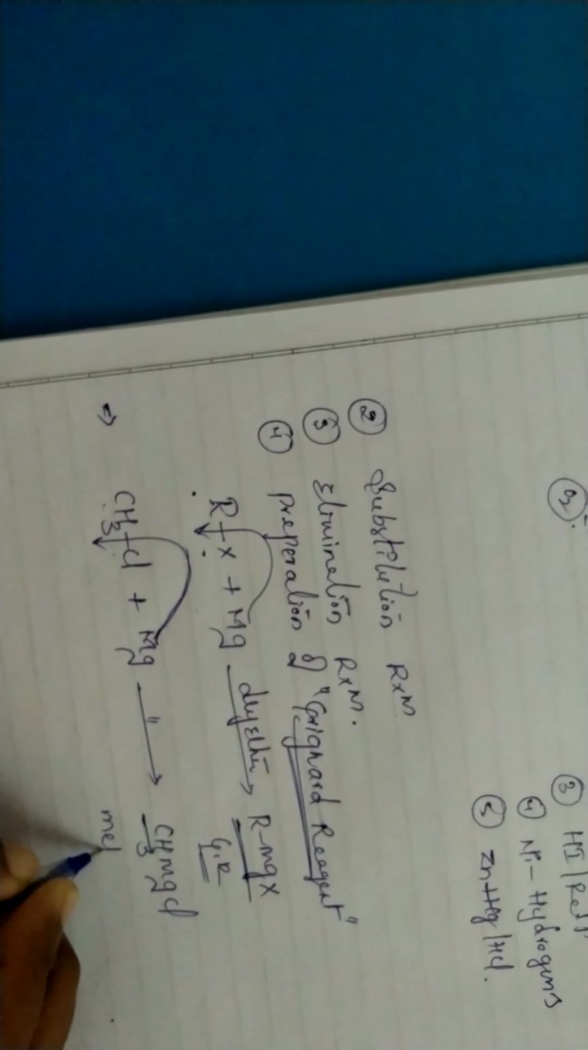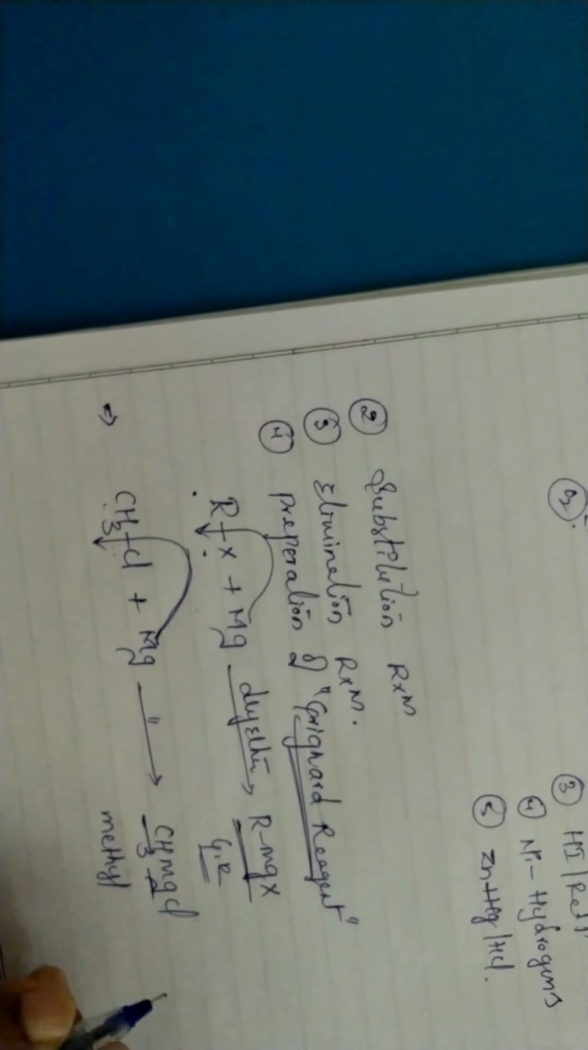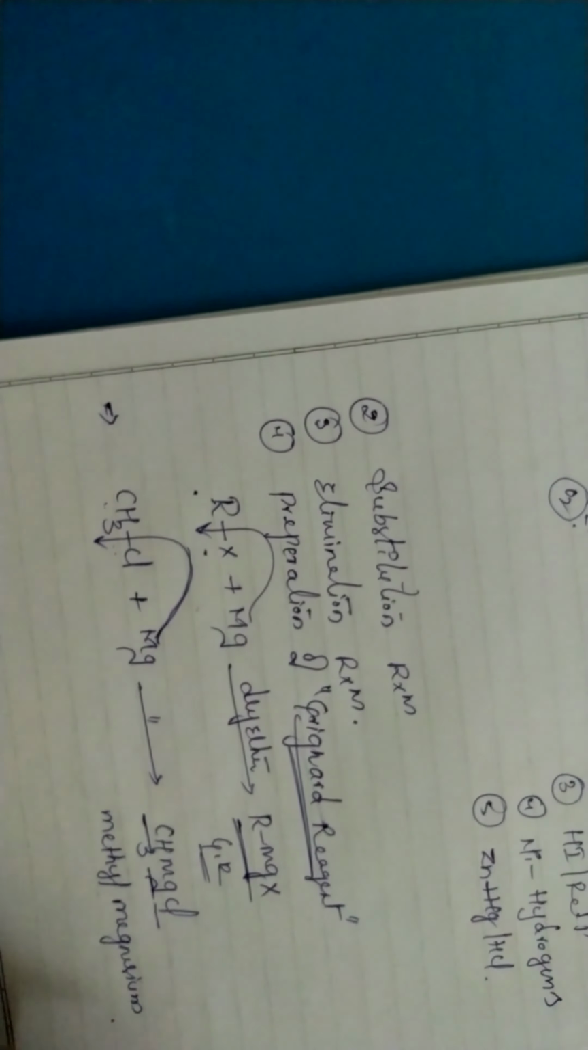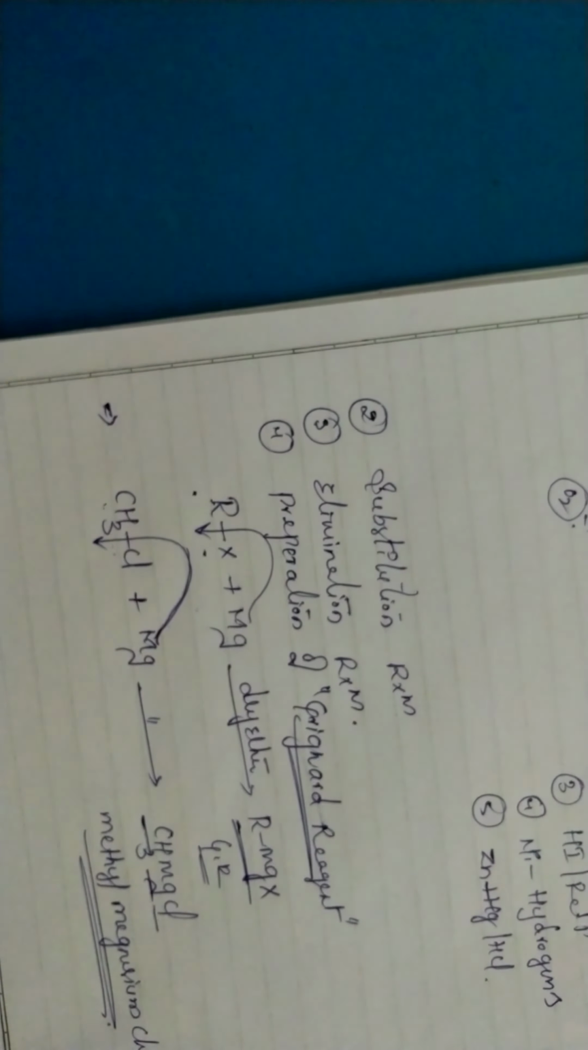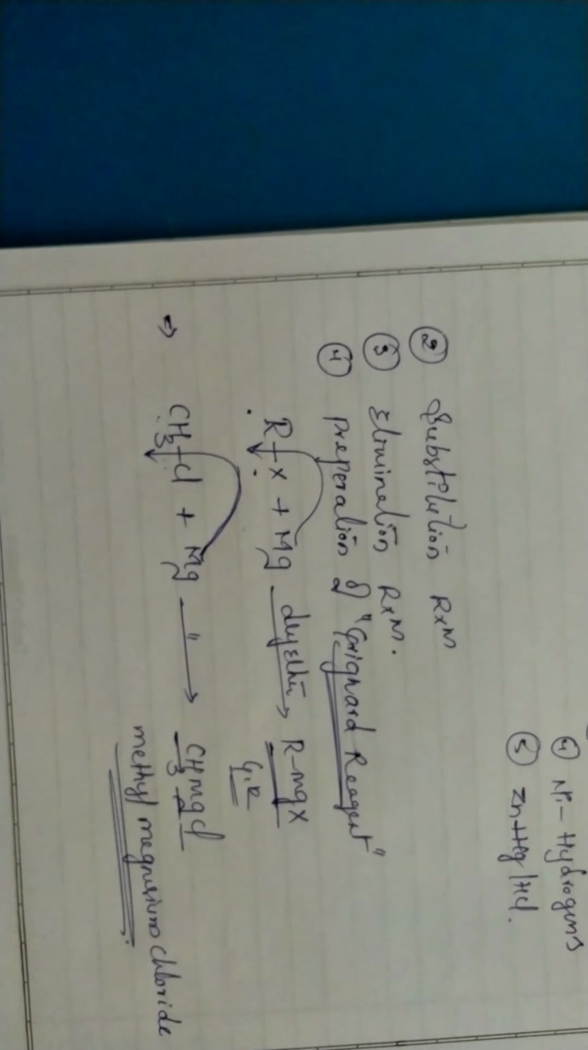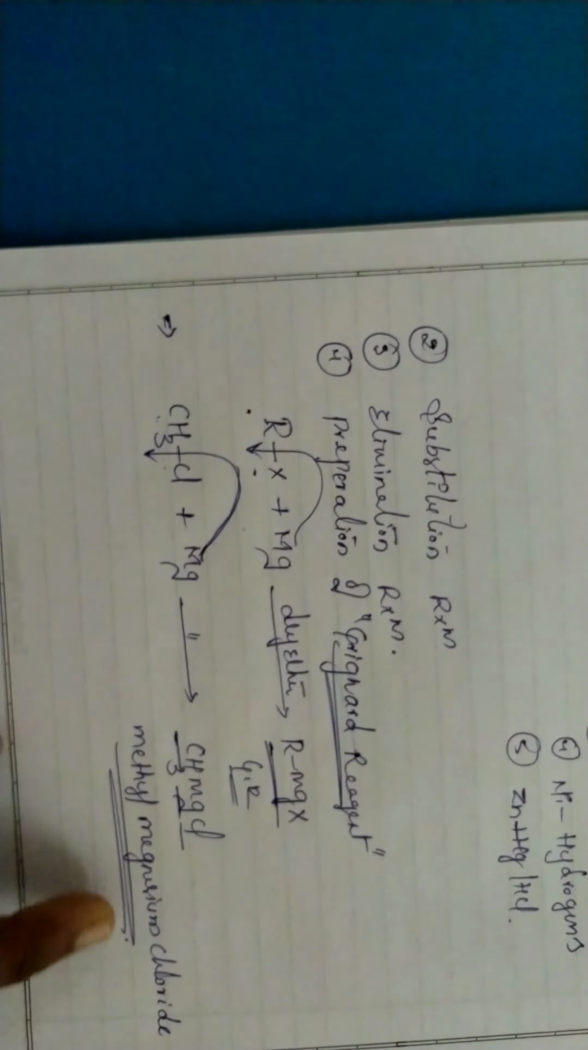How we have to write the name: the CH3 group, we know, is called the methyl group. And Mg means magnesium. Cl means chloride. So totally the name of the compound is methyl magnesium chloride. Methyl magnesium chloride is called a Grignard reagent. If magnesium is present in the compound, that is a Grignard reagent.